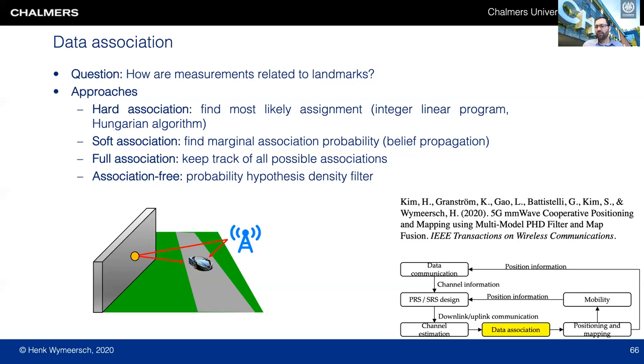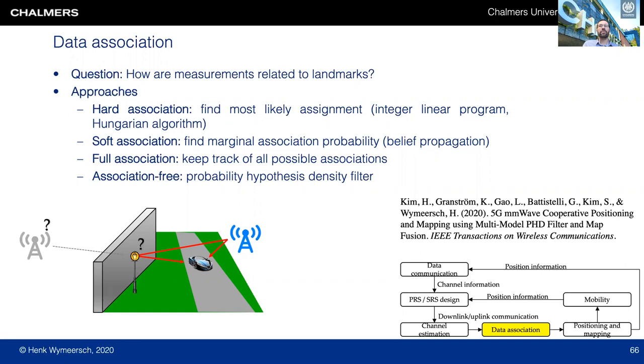There are also methods that are association-free, such as a probability hypothesis density filter. If you want to know more, here is a paper that uses this hypothesis density filter for this kind of problem. But all of these methods basically boil down to generating new hypotheses when you have measurements, then associating measurements with all hypotheses, and then truncating hypotheses that are no longer very probable.